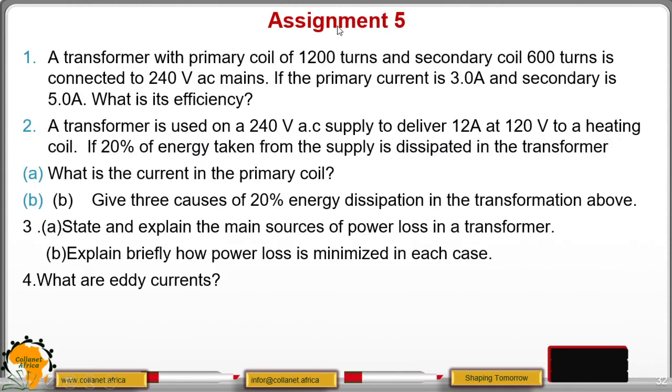Then from there we have the assignment. This is just testing what we have just learned. So make sure that you revise well, you prepare, and then come and attempt the assignment.